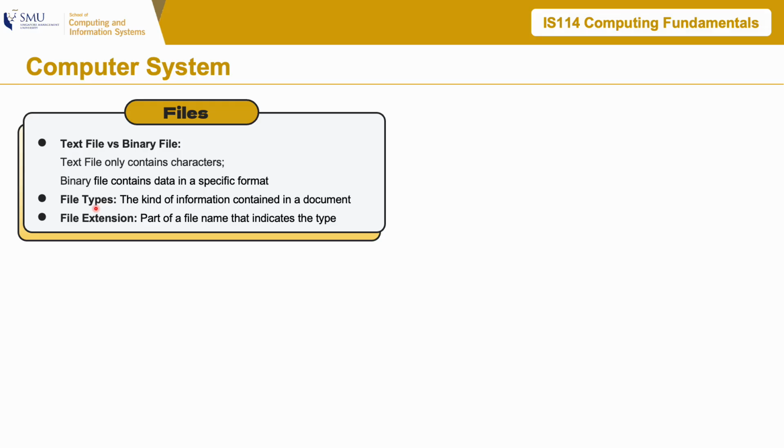The file types could be image, audio, video, etc. And finally, the file extension is the label at the end of a file name. It indicates the file type and tells the operating system which app is needed to correctly open and understand the data inside the file.